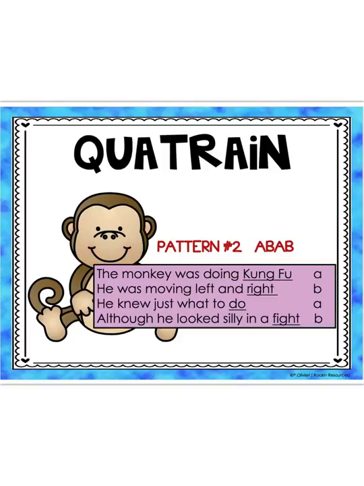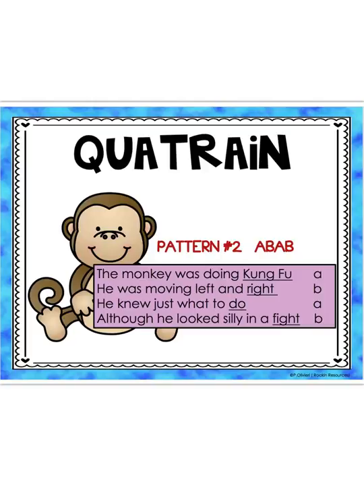Here's the next pattern of quatrain. This rhyming pattern is the ABAB, so every other line rhymes. The monkey was doing kung fu. He was moving left and right. He knew just what to do, although he looked silly in the fight.